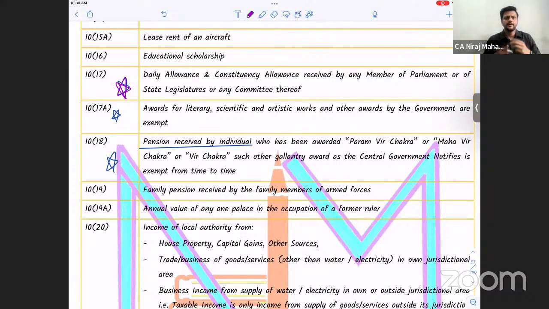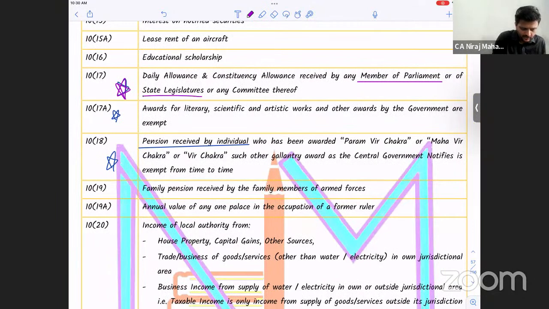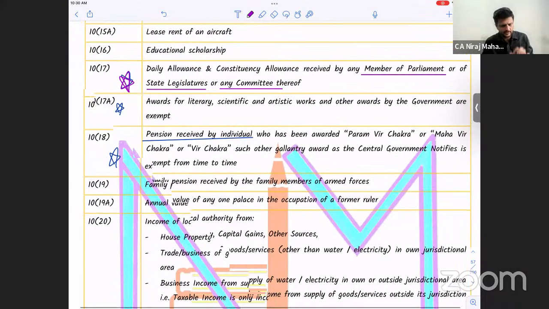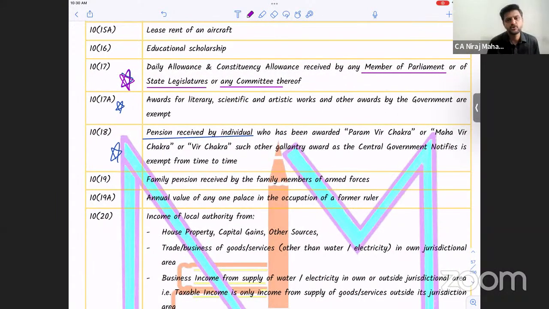Okay, so it is again received by member of parliament. Something similar on state legislature also, or even any committee thereof. Obviously they are not working for free, they get salaries. Members of parliament receive regular monthly salaries. So part of salary is one of the components of daily allowance as well as constituency allowance. This part is exempt. Is their entire salary exempt? Answer is no. But part of the salary which has this part, daily and constituency allowance, this part is exempt.